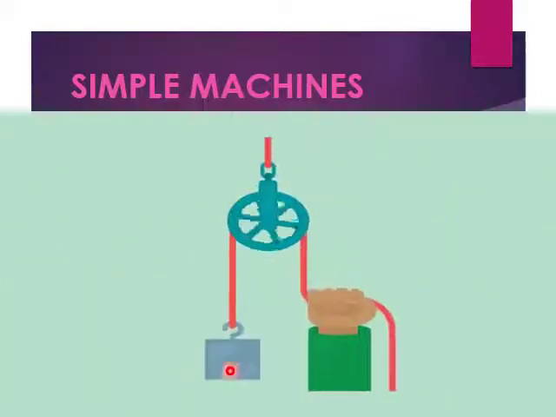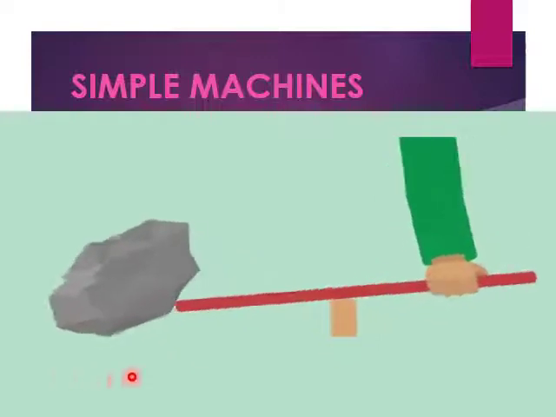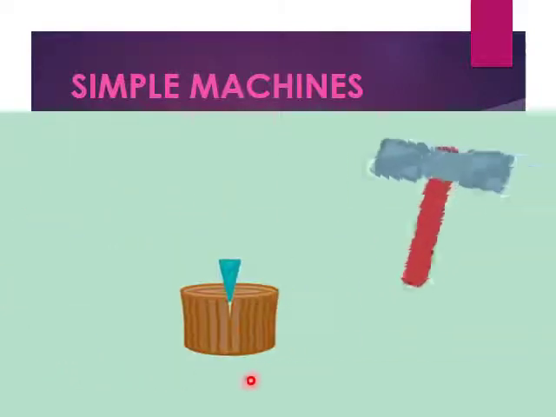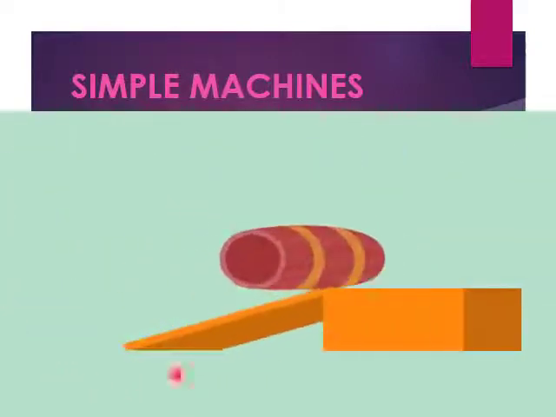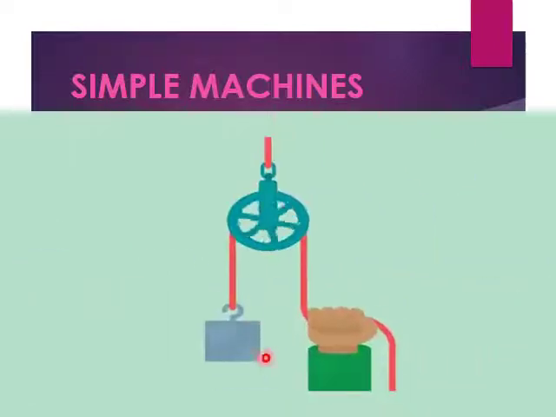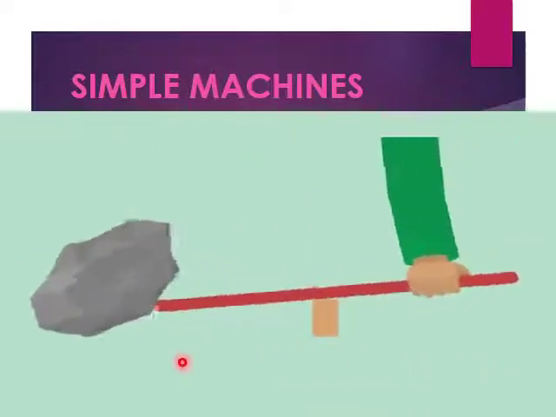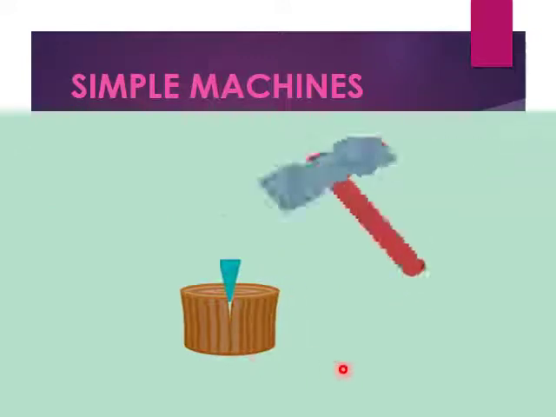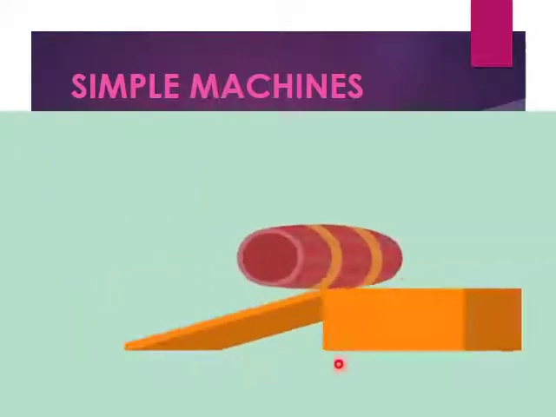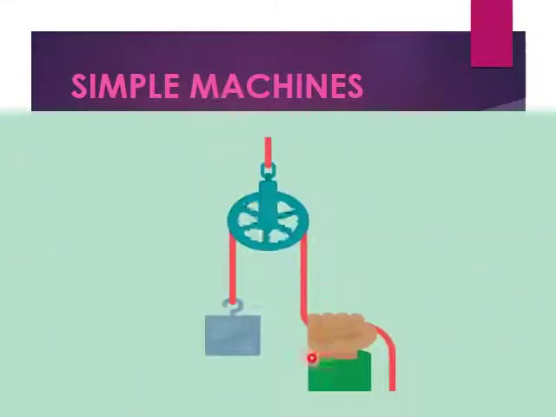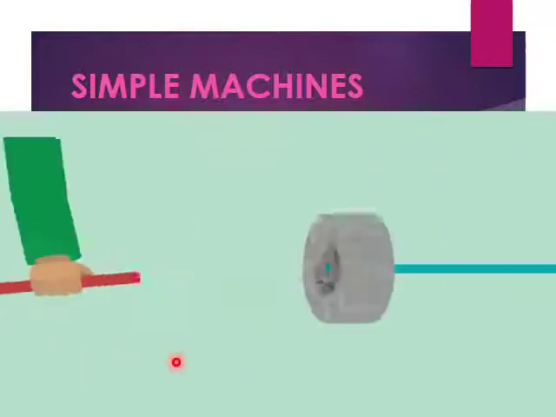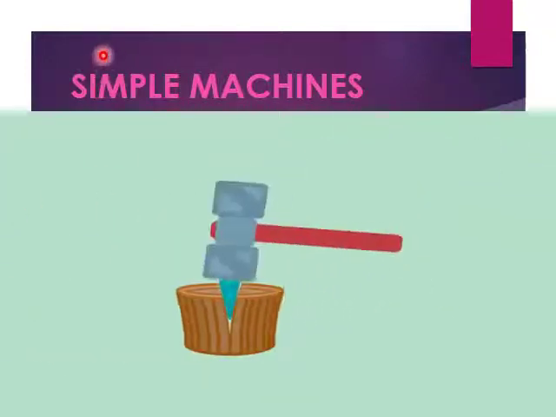So my dear students, here are some simple machines. For example, there are pulley, fulcrum, lever, wedge, inclined plane, and screw, etc. So these are all types of simple machines.